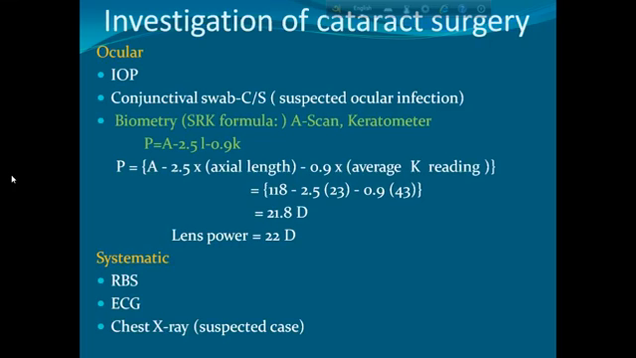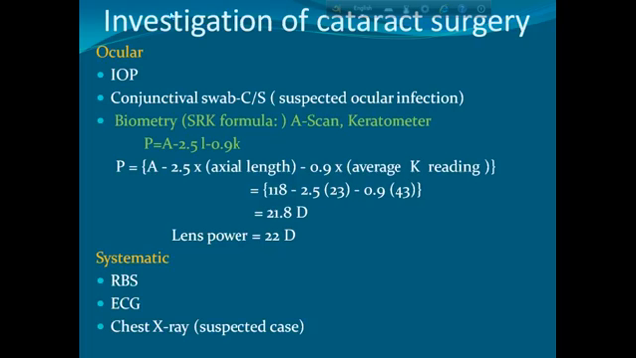So what are the investigations of cataract surgery? Ocular, there may be systemic. Ocular: intraocular pressure is very important. Usually by Schiotz tonometer and by applanation Goldmann tonometer, we measure the intraocular pressure. If intraocular pressure is high, you wait and we prescribe anti-glaucoma drugs first. Then after reduction of intraocular pressure, we will go for surgery. Otherwise, during cataract surgery, there may be some problems created.